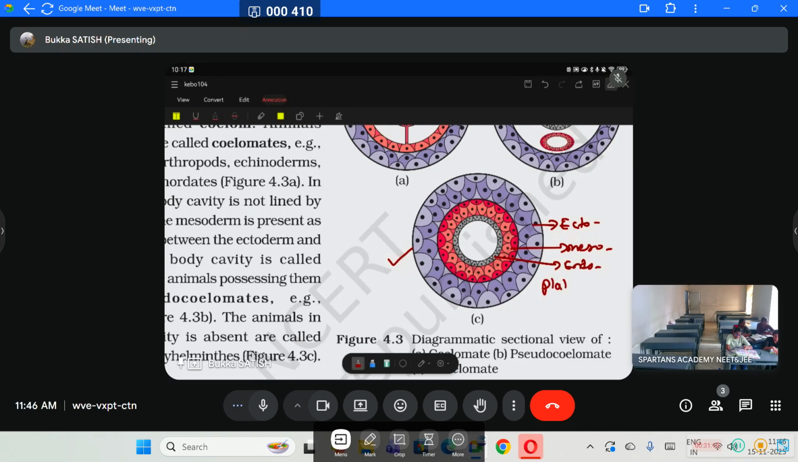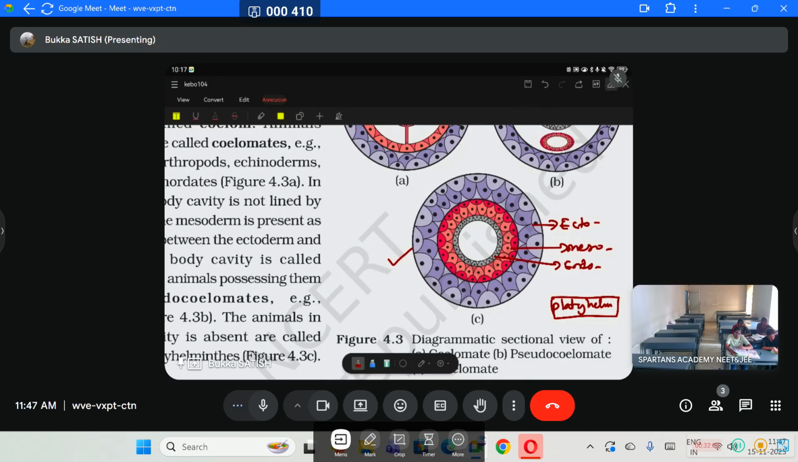So, which one will come under this? Platyhelminthes. Before that, let's write the order. Coelenterata to Platyhelminthes. No, wait. Diploblastic is mentioned, no? Only Platyhelminthes. This particular figure. Coelenterata and Ctenophora are diploblastic. This figure will not be applicable. So this one.